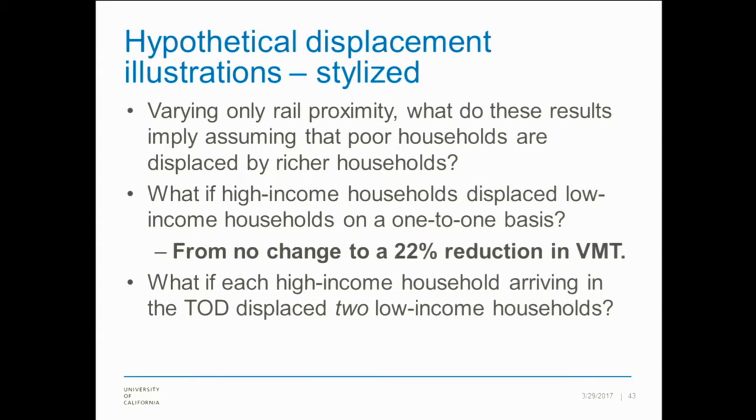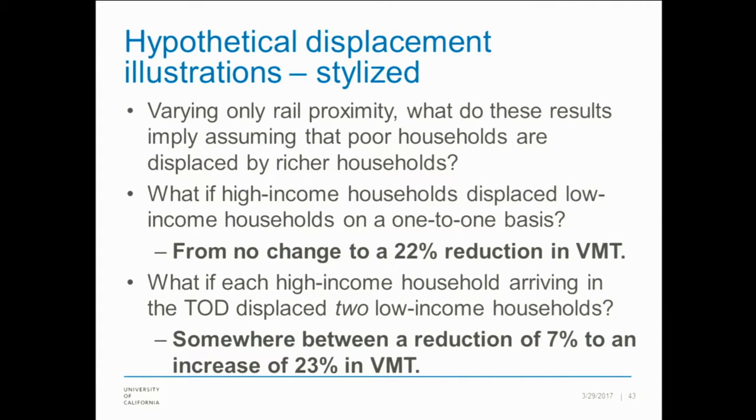The reason that we might use the uncontrolled estimates is we might think that part of what's happening is a self-selection process, that households who want to live near transit in order to reduce their VMT are in fact doing that. And so that process may in fact go on, and that would be more readily compared to the uncontrolled models than to the controlled models. What if each high-income household arriving in the TOD displaced 2 low-income households? And here, you can see there is one model that suggests there could be a reduction of 7% still, and another model that suggests that this would increase VMT by 23%.